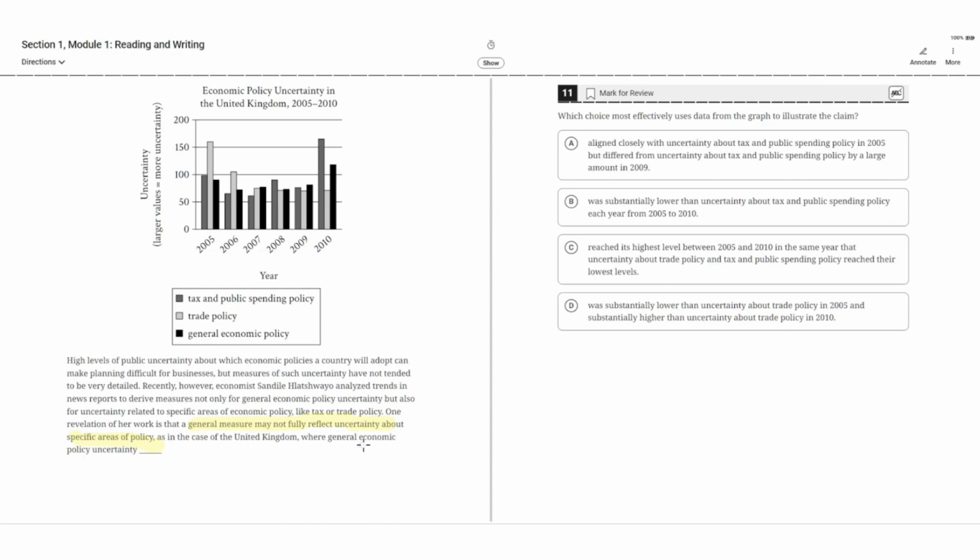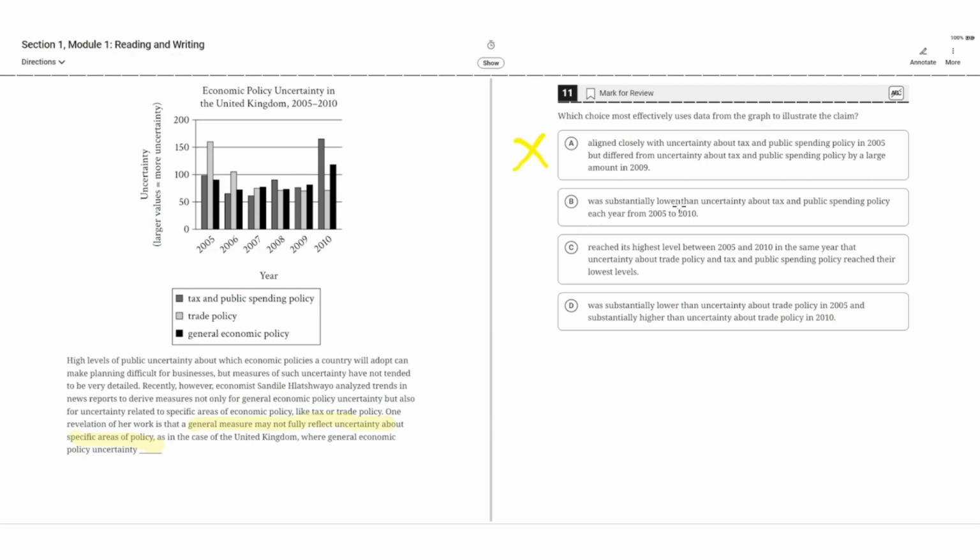And answer choice A says that general economic policy uncertainty aligned closely with uncertainty about tax and public spending policy in 2005. This is correct, because the black bar, general economic policy, is very close to the gray bar, tax and public spending policy. But the second part, general economic policy uncertainty differed from uncertainty about tax and public spending policy by a large amount in 2009, is incorrect, because in 2009 the black bar, general economic policy, is very close to the gray bar, tax and public spending policy, so A is incorrect.